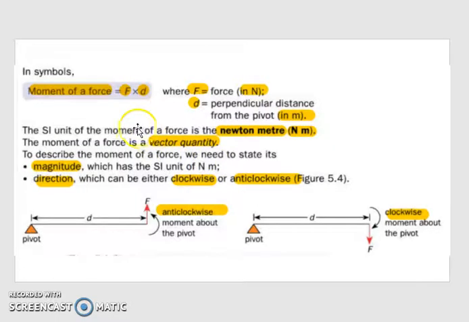All right, so in symbols, moment of force is just force times distance, force in newtons, distance in meters. And moment, as you can see, is a vector quantity. Why? Because it doesn't just have a magnitude, but it also has a direction. Because in this case, let's say I have a pivot on the left. If I were to push a force up, you can see the whole thing will rotate in an anti-clockwise direction, right? Because this left end doesn't move, this right end moves, so the whole thing will move up.